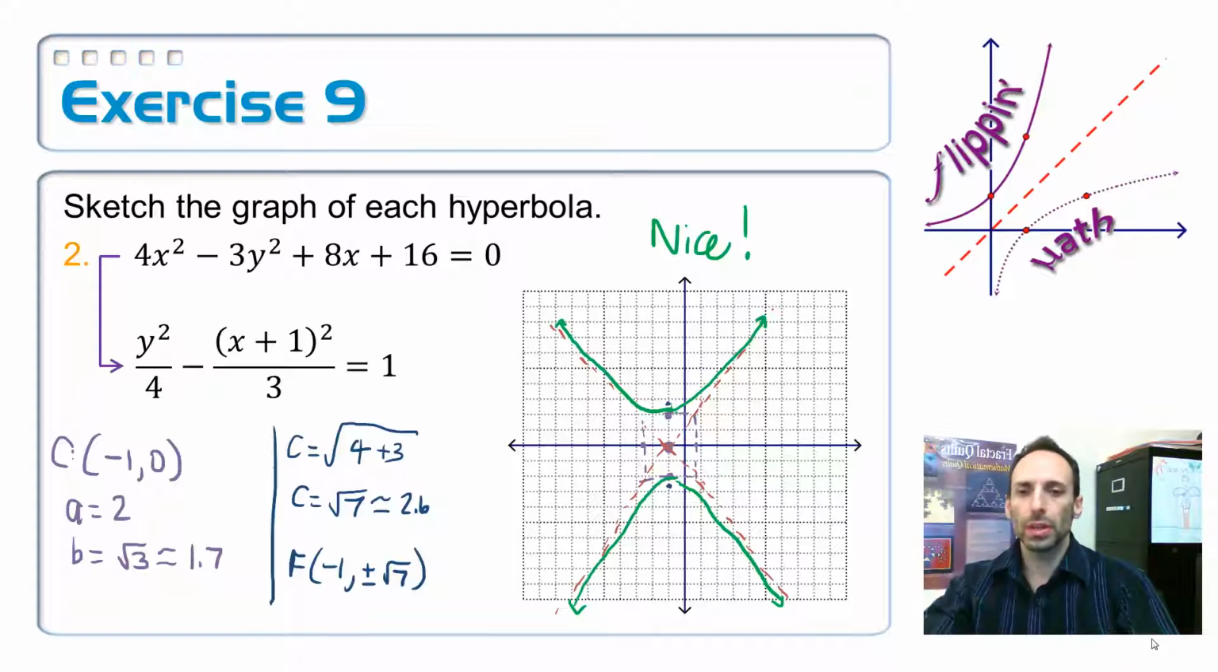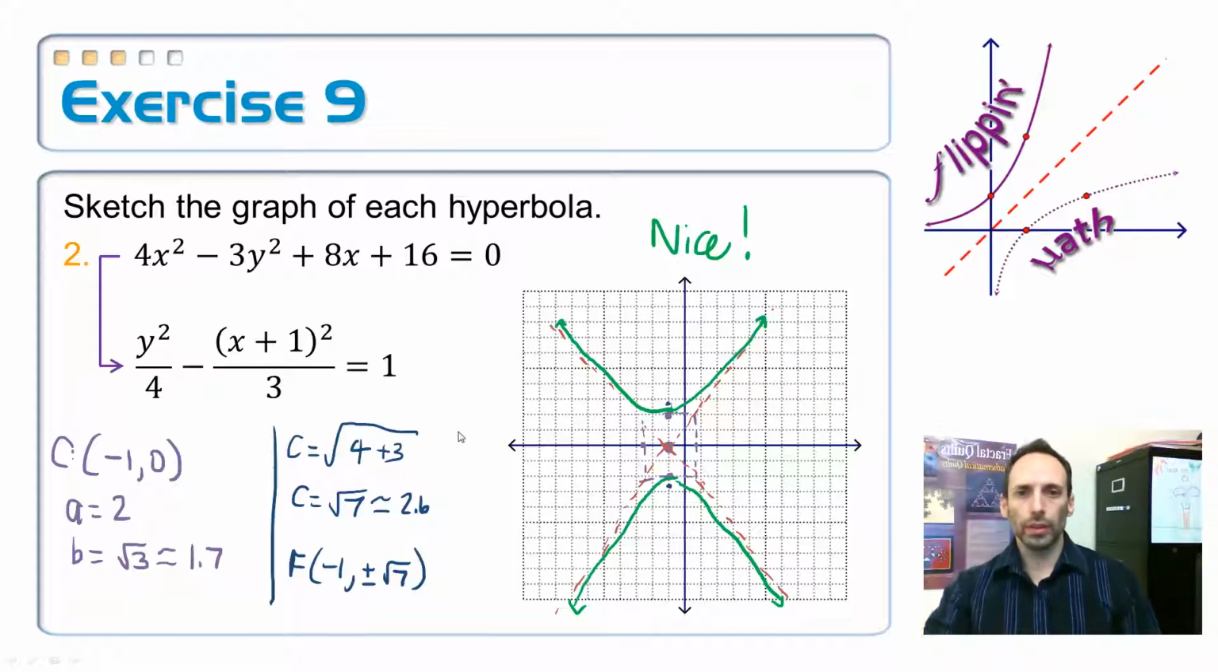You also find your a value so you can find your vertices. The a value is the bigger number, so the square root of 4 is 2. So I'm going up 2 and down 2 from that point since this one's vertical. Then my b value, for left and right along the conjugate axis, is the square root of 3, underneath the x, which is about 1.7, so you just have to eyeball that. Then throw in your asymptotes from corner to corner and sketch yourself a nice, smooth graph.